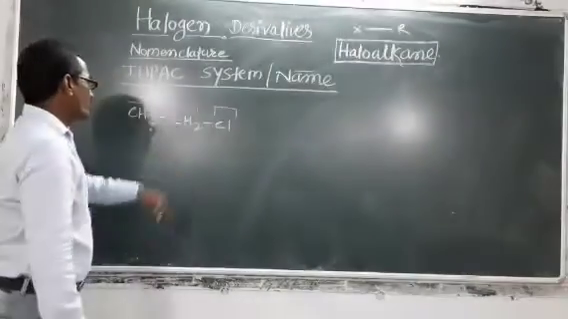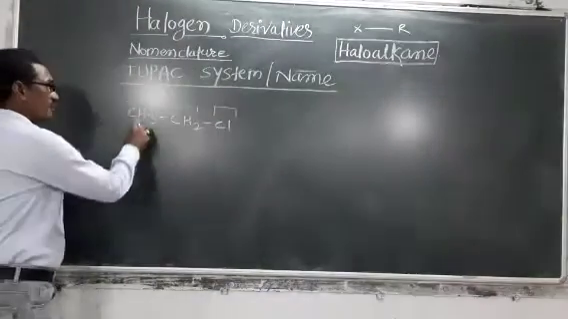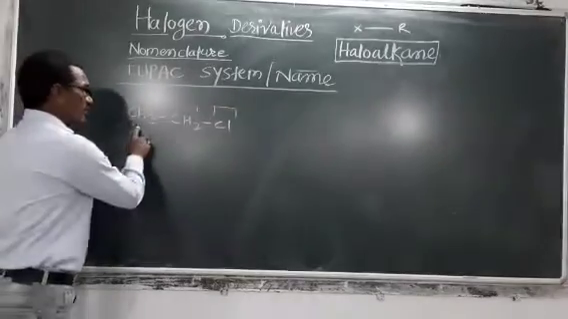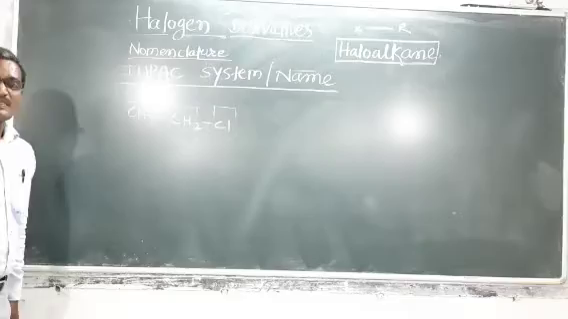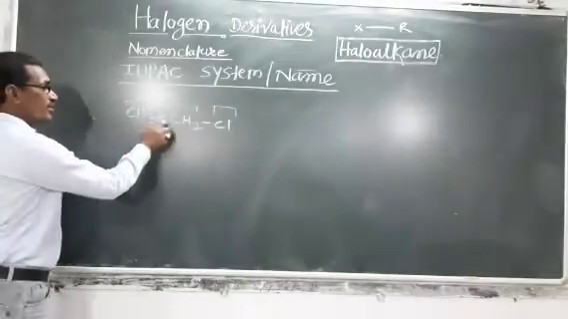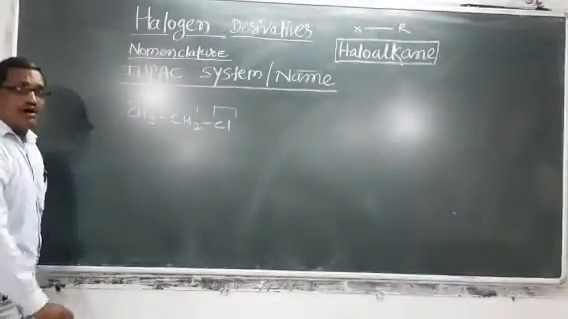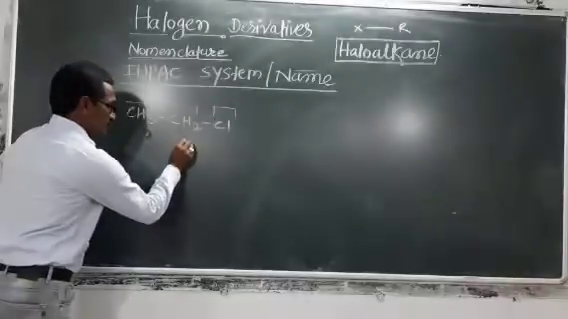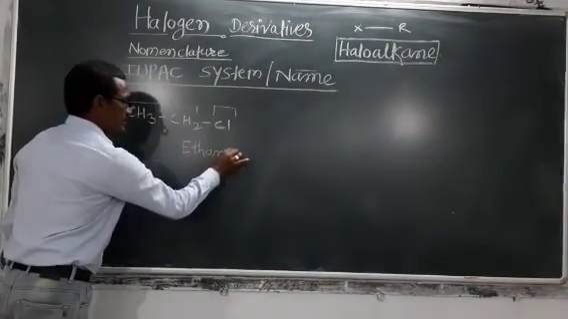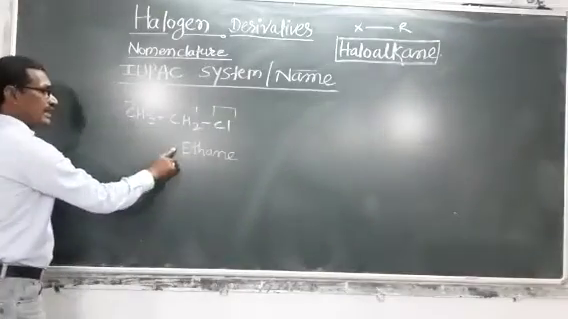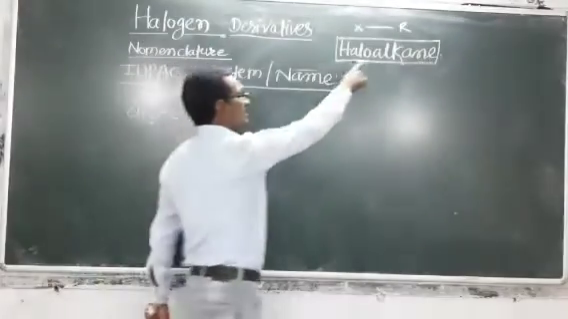How is it? Look toward the board. If we want to give the name for this example, in this chain, how many carbon atoms? Here 2 carbon atoms. For 2 carbon atoms, the name of alkane is ethane. So write down the name of alkane first, ethane. Then write prefix halo to the alkane.